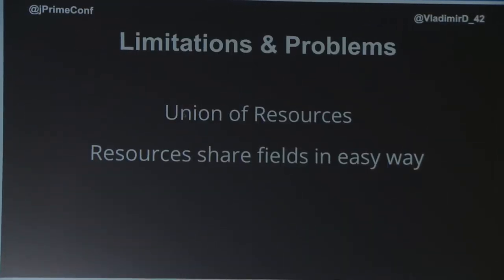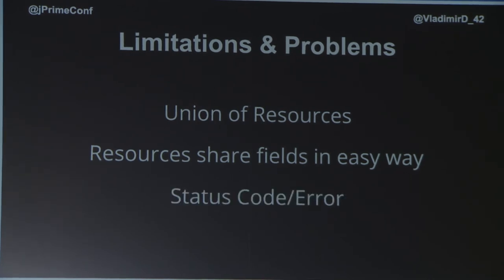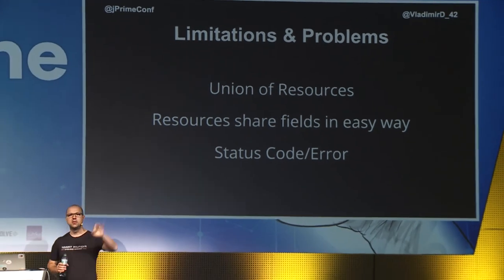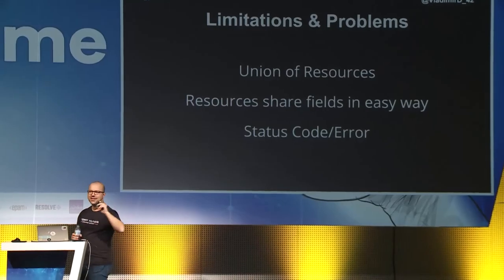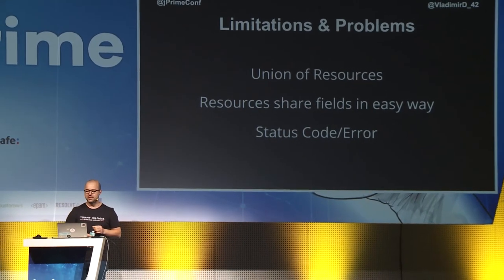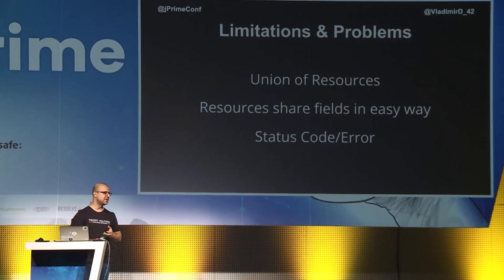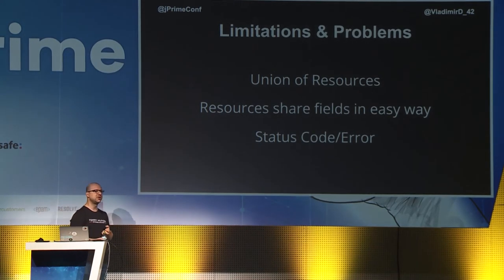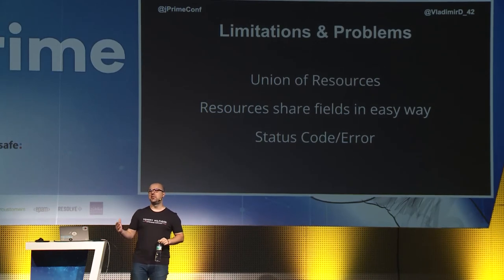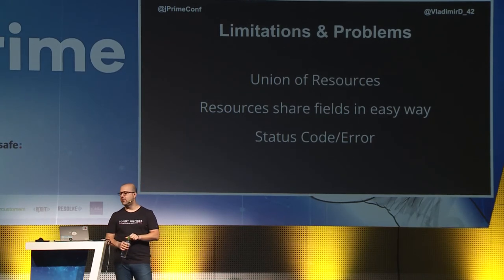Okay, so that's unions done, resources done. So who likes the discussion about which status codes we should use and how we should format the error? When you're building REST, it's a good thing that you can do whatever you want, but sometimes if everything is open for discussion, depending on the culture of the company, maybe everything will be open for discussion, which doesn't always add value.